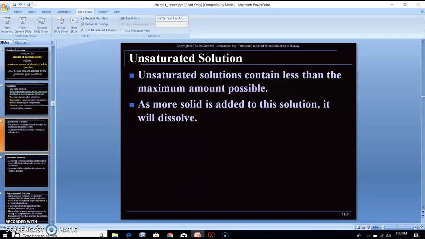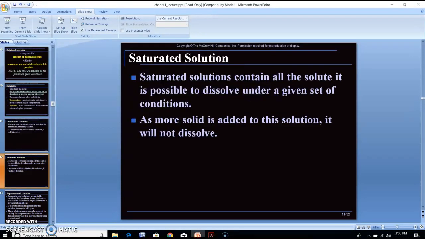Unsaturated solution. An unsaturated solution contains less than the maximum amount possible. As more solid is added to the solution, it could dissolve. Once it stops dissolving, then we call it a saturated solution. Anything below that, we call an unsaturated solution. Saturated solution. Saturated solutions contain all the solute it is possible to dissolve under a given set of conditions. As more solid is added to this solution, it will not dissolve.